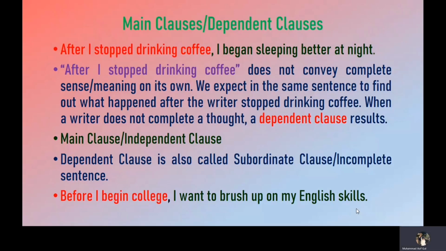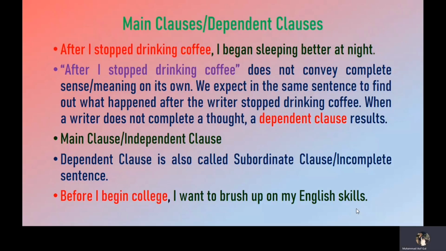So this clause, after I stopped drinking coffee, cannot stand on its own. It does not convey complete sense. It does not convey complete meaning. So we call it a dependent clause. Why are we calling it a dependent clause? Because it cannot stand on its own. It cannot convey complete sense on its own. It depends on another clause to convey complete sense.